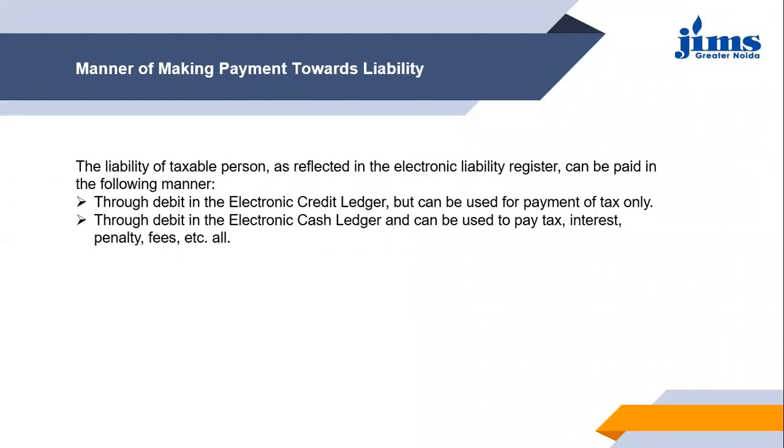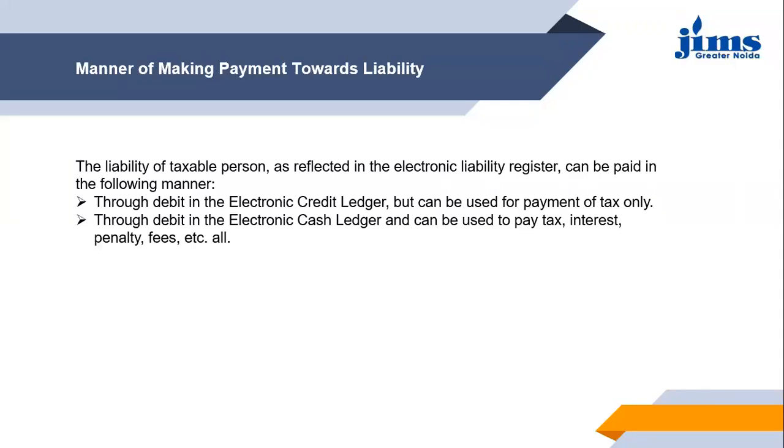And lastly, it is the manner of making payment towards liability. The manner here simply means how the payment of GST will be done by the taxpayer. As I told you, there are two types of ledger: one is the electronic credit ledger, the other is the electronic cash ledger. The credit ledger will tell you how much credit is available of different categories of taxes in your account, and the cash ledger will tell you the balance that is there in your cash ledger that can be utilized to pay off your tax liability.